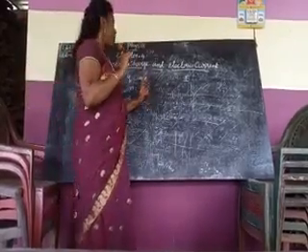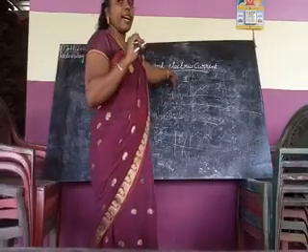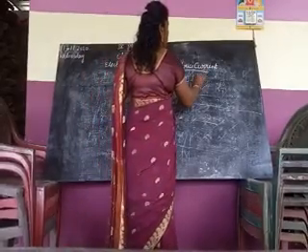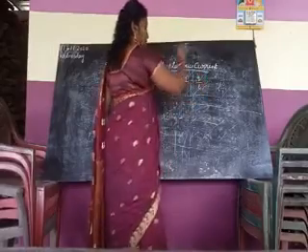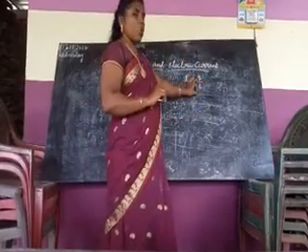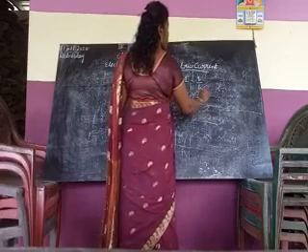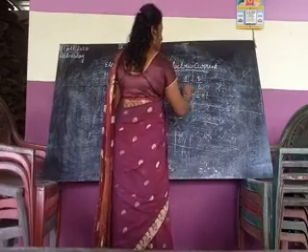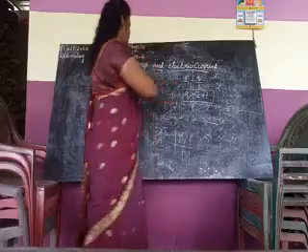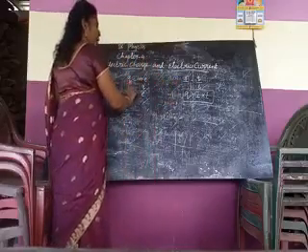Now what is the formula for electric current? I equal to Q divided by T. So from here we can calculate Q. What's the value of Q? Q equal to I into T. So by using this formula, we can do the problem. By using this formula, we did an example problem.